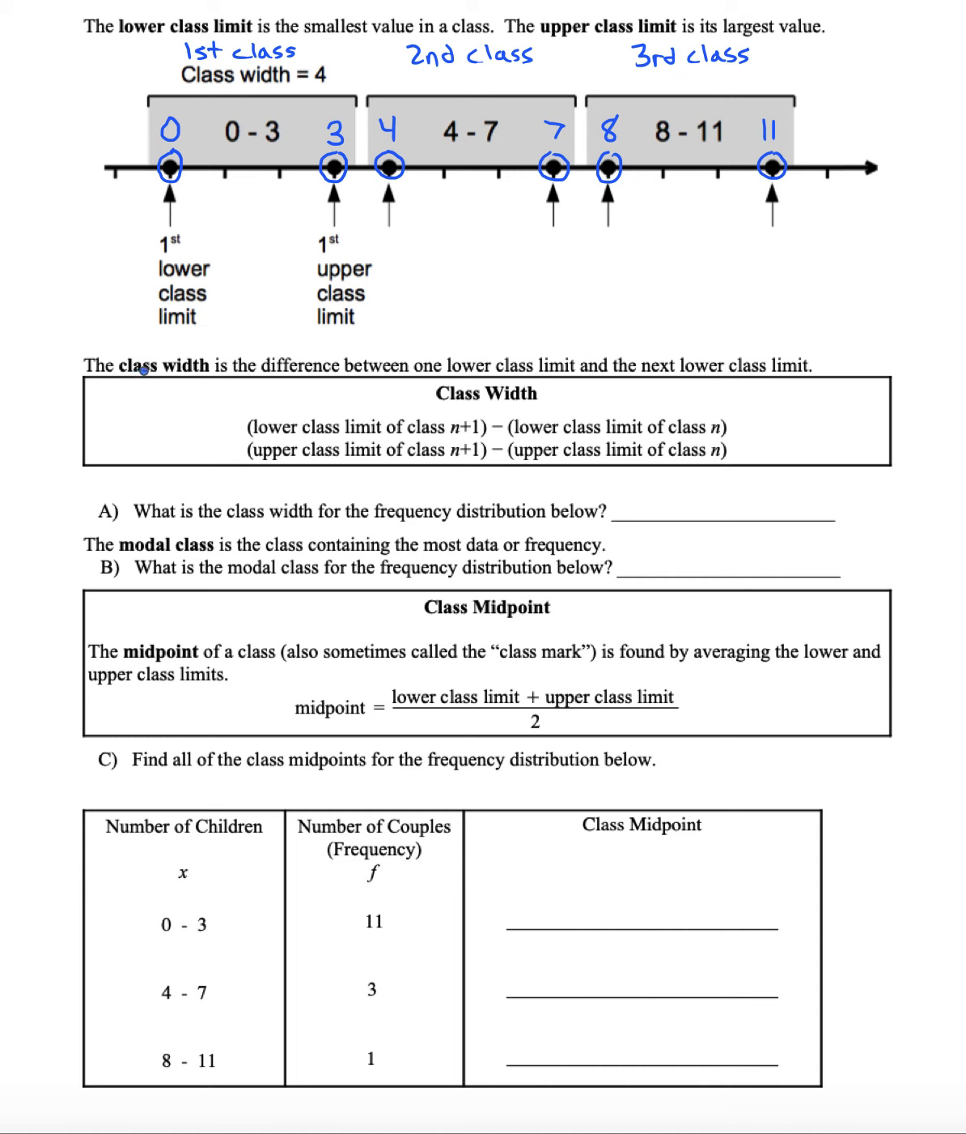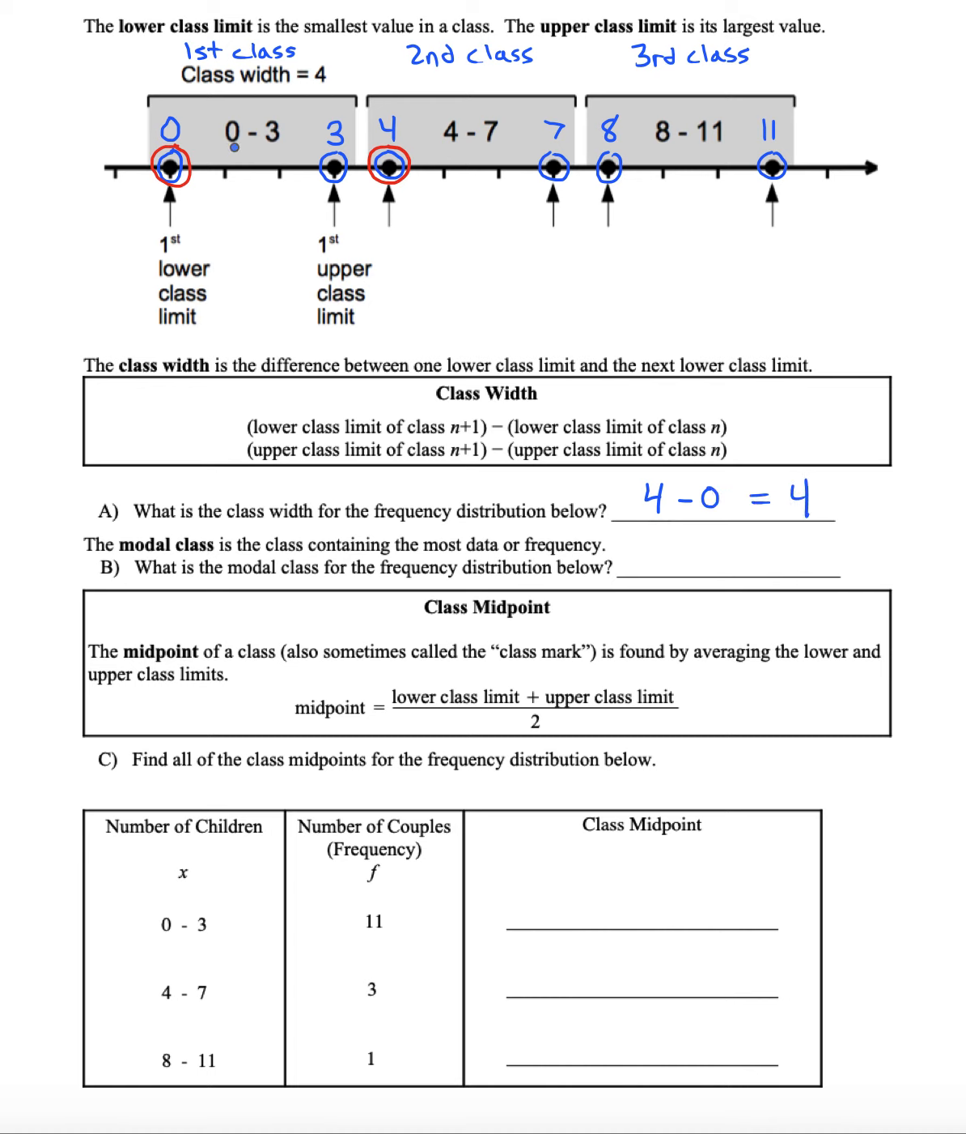We can always find the class width by finding the difference between one lower class limit and the next lower class limit. So as an example here, if we were to take the lower class limit of the second class and subtract the lower class limit of the first class, we'll get the class width. So we should do 4 minus 0 to get 4.